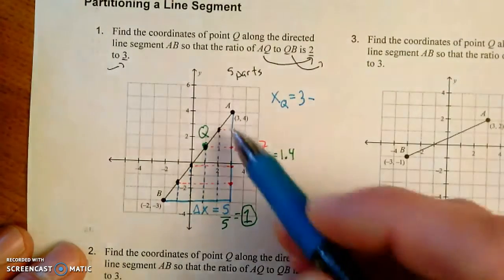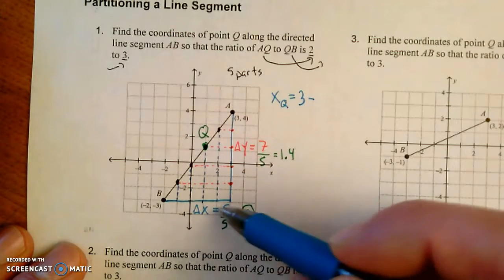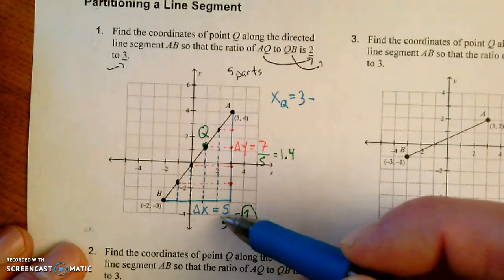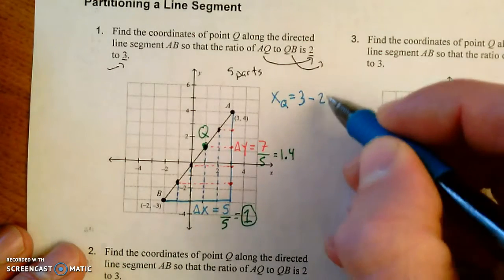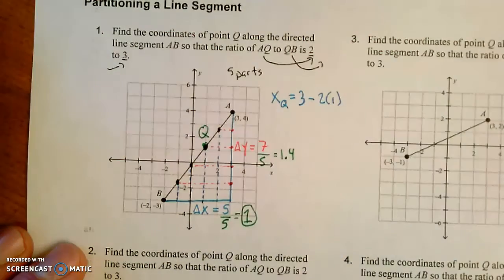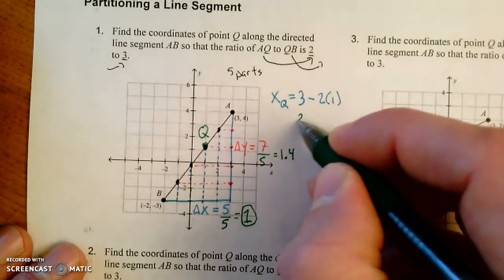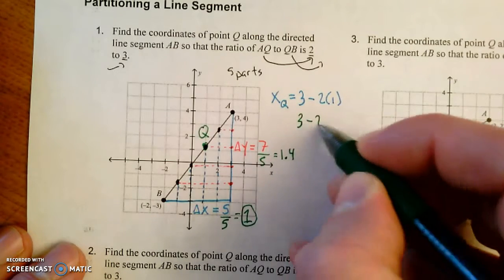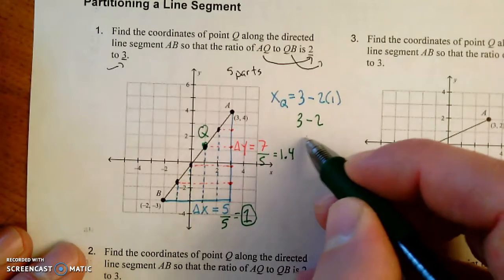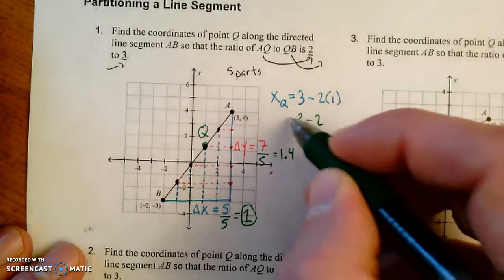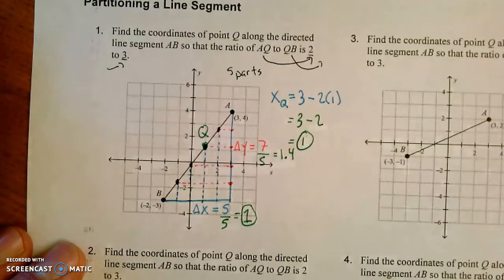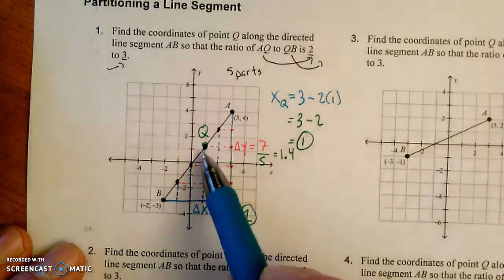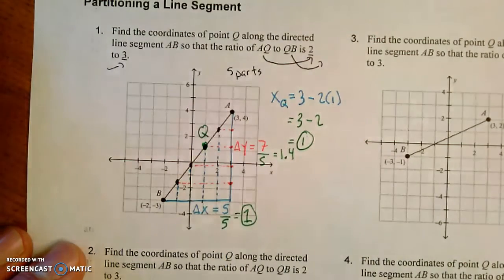Take away 2, and each step on the x-axis was 1, so it's 2 times 1, which is just 2. So let's see, that's 3 minus 2, or 1. So x sub q equals 1. That's the x-coordinate for Q. And if you look here, that makes sense. You can see we're over 1.